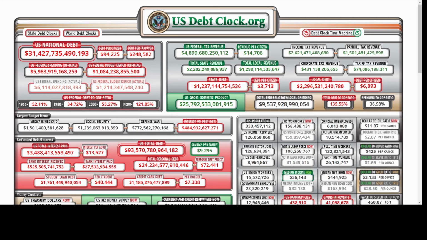If you go over to the United States debt clock, we have over $31 trillion in debt, and it's continuing to grow every second. And the problem is with our economy and our system, we live in a debt based economy. So the moment we stop issuing debt, then that's the moment that the economy becomes worse.